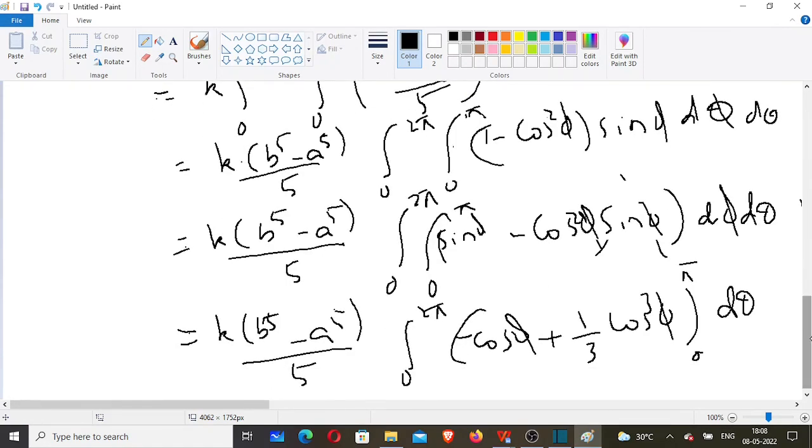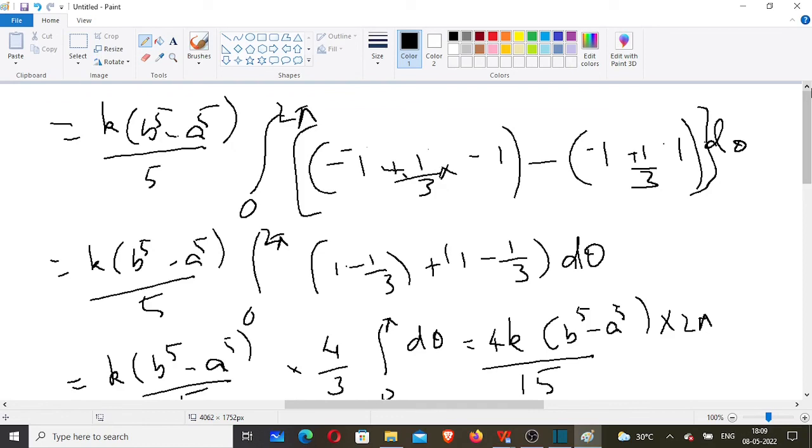Which is equal to k into b raised to 5 minus a raised to 5 by 5, integral 0 to 2 pi. The integral of sin phi is minus cos phi. For the second term we put cos phi equal to some u. So this becomes minus integral of u square, and the derivative of cos phi is minus sin phi. So this becomes minus, so we have plus. So the integral is plus 1 by 3 cos cube phi, 0 to pi, d theta.